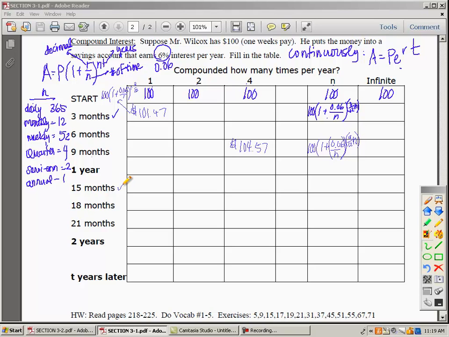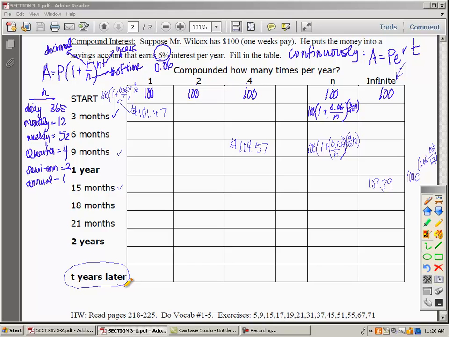Let's do 15 months. We've done 9 months. Let's do 15 months an infinite amount of times. If you're doing it infinitely, or continuously, as our Algebra 2 book called it, and you'll see both in this book, then we're going to use Pert. So as I do 15 months, I'm going to say 100 is my original times e to the, my rate is 0.06, times 15 over 12. Again, you need that parentheses around your exponent. You should end up getting $107.79.